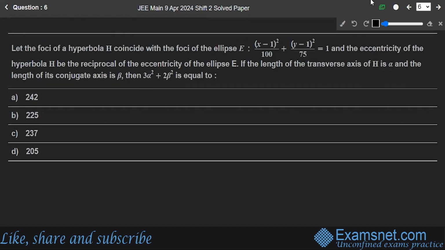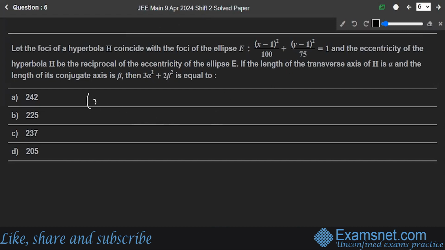Question number 6. Let the foci of the hyperbola coincide with the foci of this ellipse, and the eccentricity of the hyperbola be the reciprocal of the eccentricity of this ellipse E. If the length of the transverse axis of the hyperbola is alpha and the length of the conjugate axis is beta, what is 3 alpha square plus 2 beta square equal to?